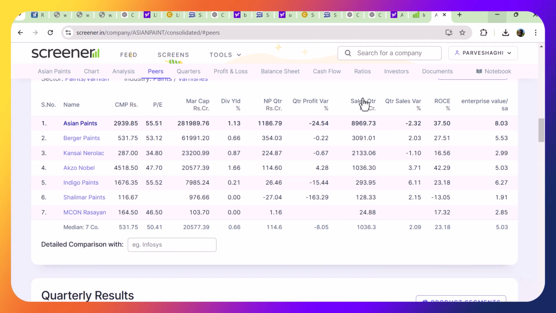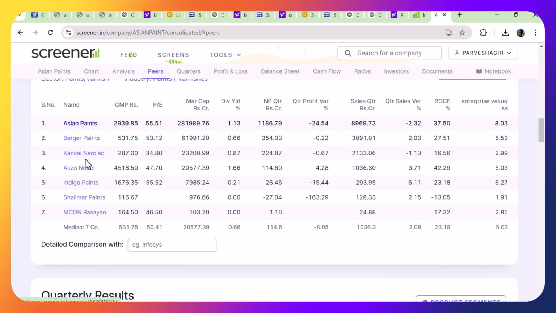So I have a doubt here. Nerolac has the lowest P/E ratio here, but its market cap is pretty high. How much exactly is the market cap? It is 23.7. It's higher than Nobel, which has a higher P/E ratio, and higher than Indigo Paints. So market cap doesn't mean much, okay.